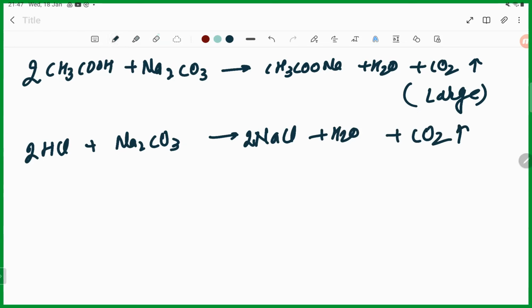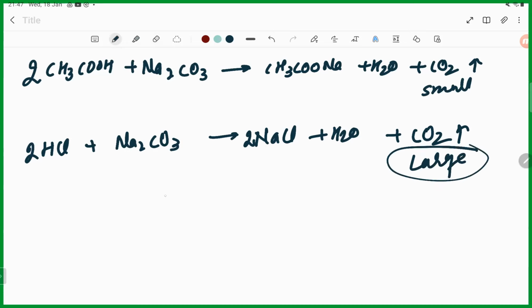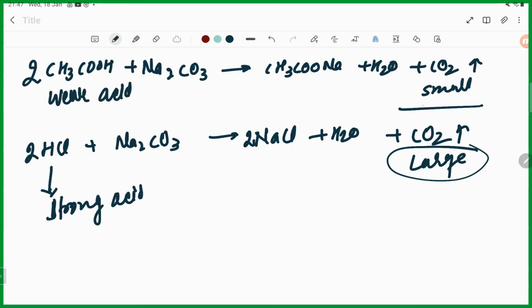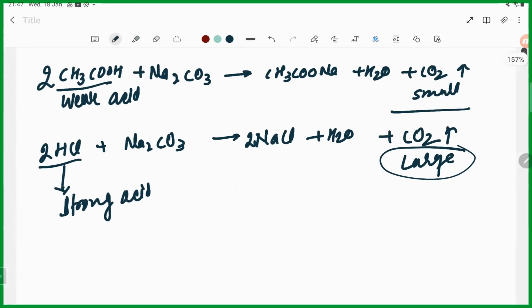In the first case, it is a very small amount, and here it is a large amount. Why is a large amount of CO2 produced? Because HCl is a strong acid, and here it is a weak acid. That is why the CO2 evolved is a small quantity in the case of acetic acid, but large with HCl because HCl is strong. This is reason number one.